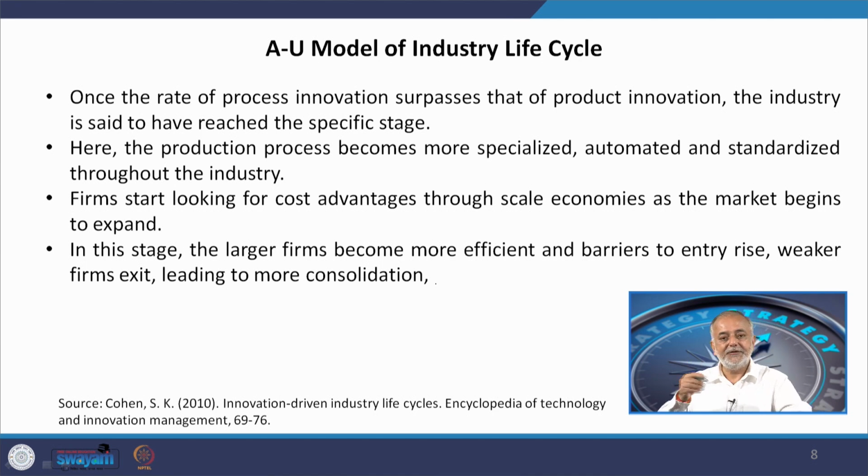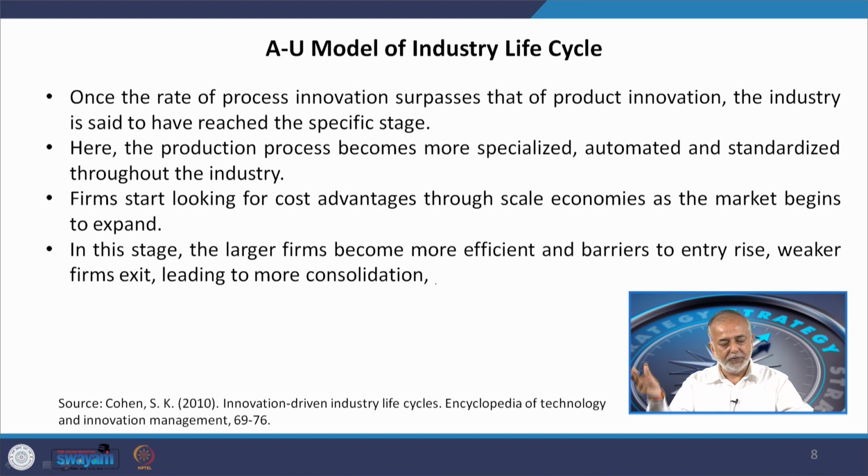Once the rate of process innovation surpasses that of product innovation, so process innovation has grown big and surpassed product innovation, the industry is said to have reached the specific stage, stabilizing. Here the production process becomes more specialized, automated and standardized throughout the industry, and people start producing in large numbers. The whole industry is growing and moving ahead and probably saturating after a particular stage. It depends upon several kinds of factors. So, firms start looking for cost advantages through scale economies as the market begins to expand. In this stage, the larger firms become more efficient and barriers to entry rise, weaker firms exit, leading to more consolidation. Imagine the computer industry, it has reached this kind of stage wherein very specific players are there.